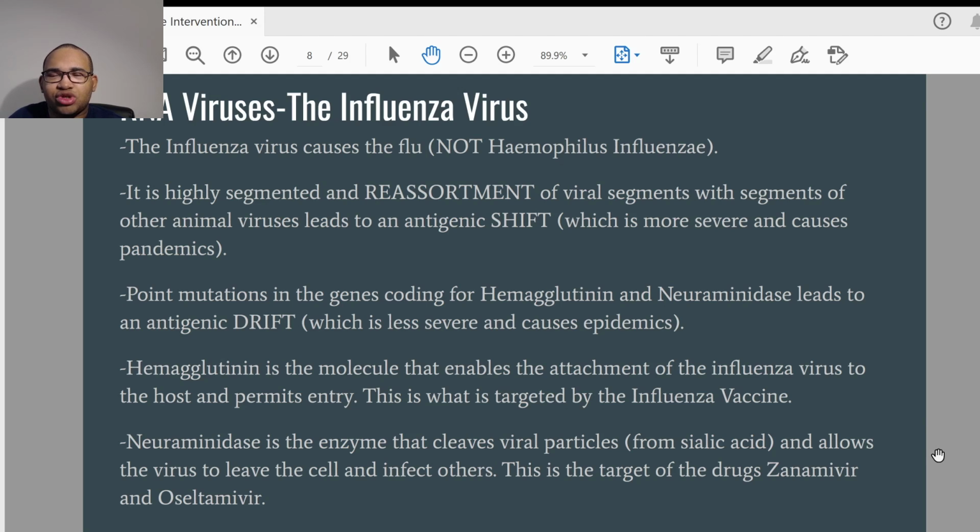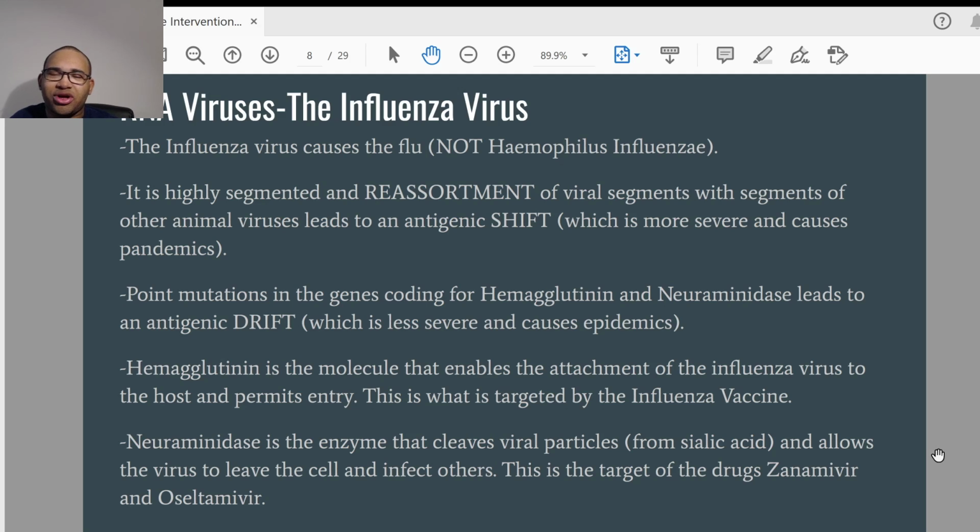But if you have point mutations in the genome, like the genes that code for hemagglutinin and neuraminidase, that's what leads to an antigenic drift. A drift causes, for the most part, an epidemic, and is less severe. Drift doesn't sound as dramatic as a shift. A shift is severe. A drift is not as dramatic.